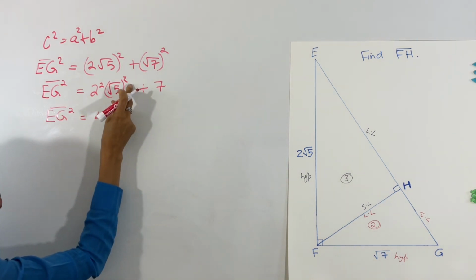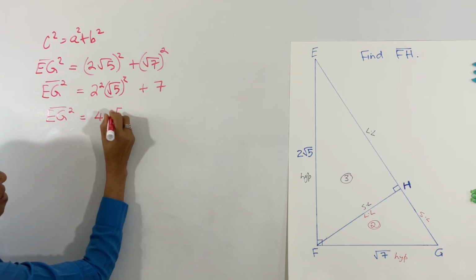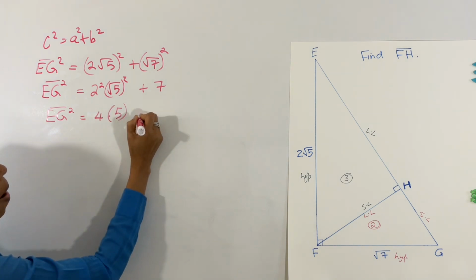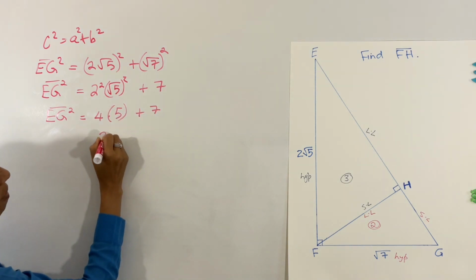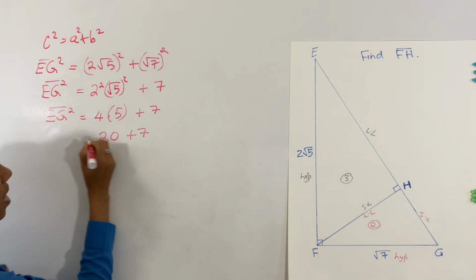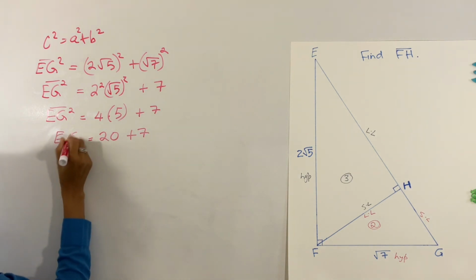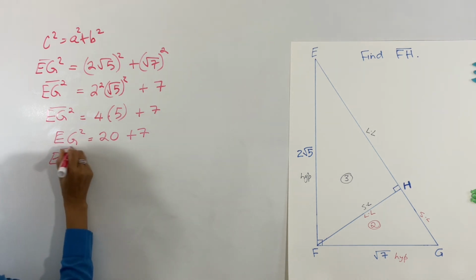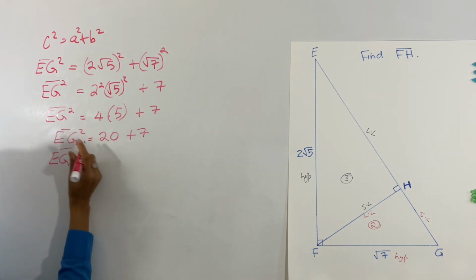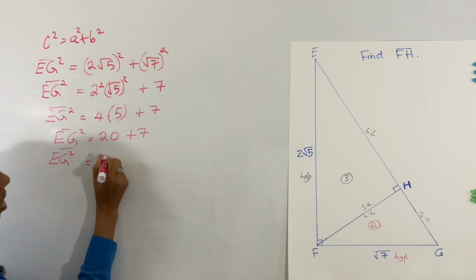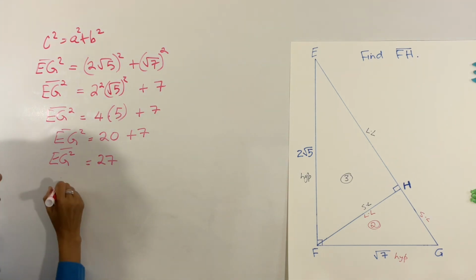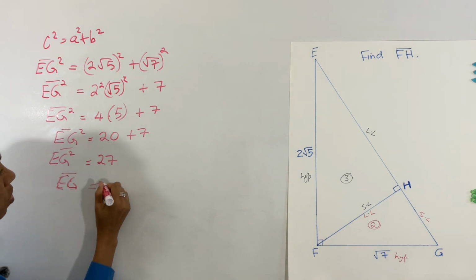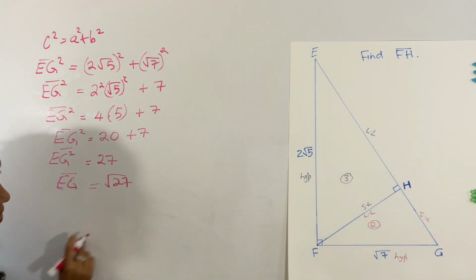Now we will continue with EG to the second power equals, now we have 4 here. This is going to give you 5. 4 times 5, let's put it in parentheses, plus 7. So we will have 20 plus 7. Segment EG to the second power is going to be 27. So we're not finished. We need to find EG. Segment EG is going to be equal to the square root of 27.